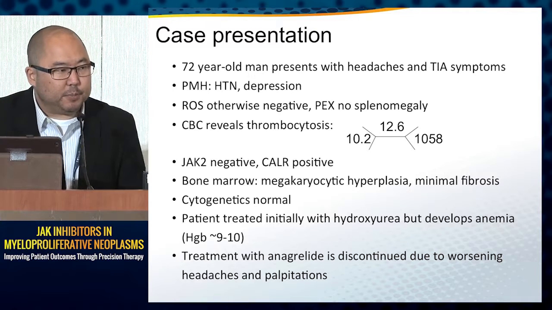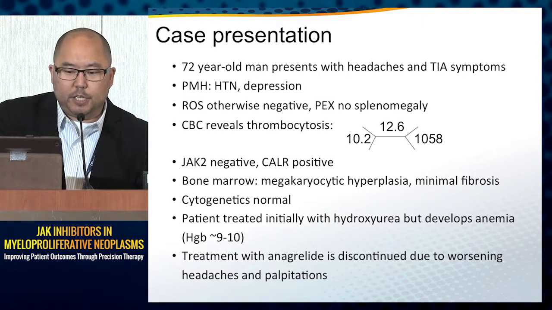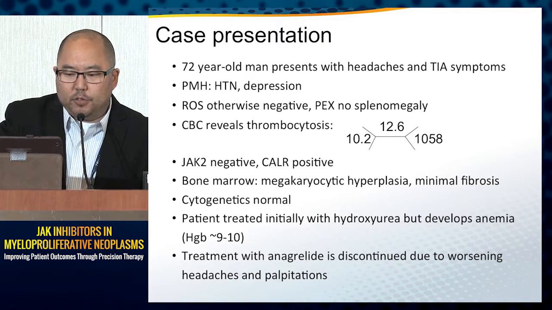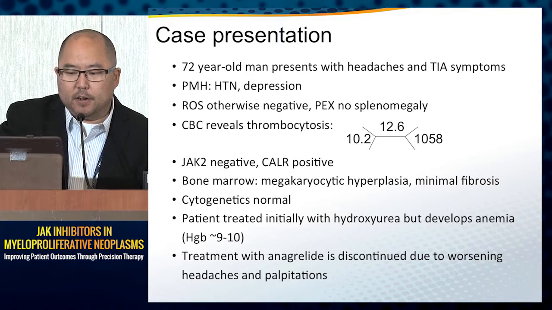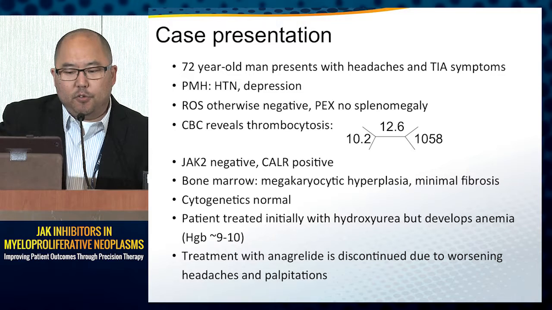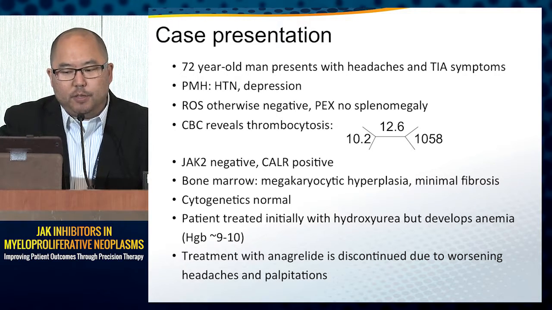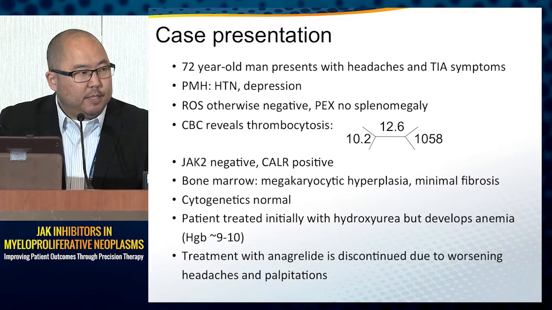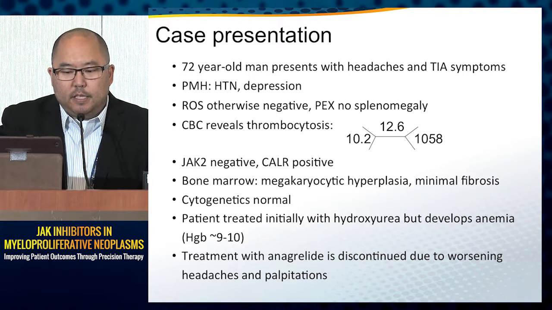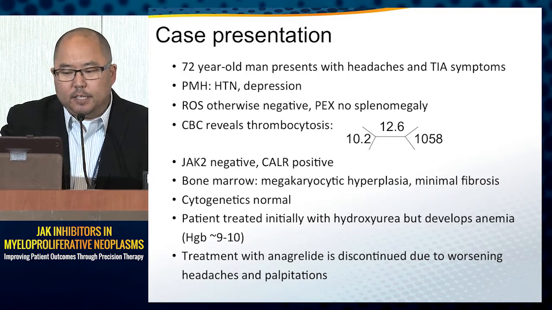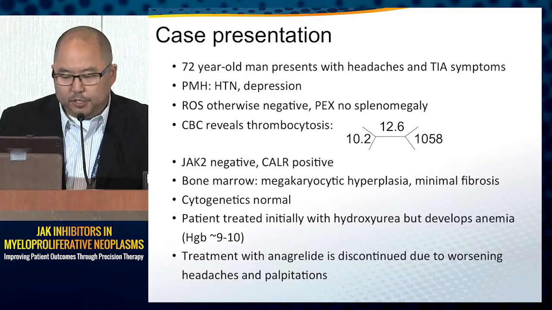He's JAK2 negative. He's positive for a Calreticulin mutation. And his bone marrow shows characteristic features of ET, megakaryocytic hyperplasia, minimal fibrosis. Cytogenetics are normal, and he's diagnosed with ET. So the patient initially is treated with hydroxyurea, but he develops anemia as hemoglobin goes down to about the 9 to 10 range. And his physician then changes him to anagrelide, but that is then discontinued due to worsening headaches and palpitations.